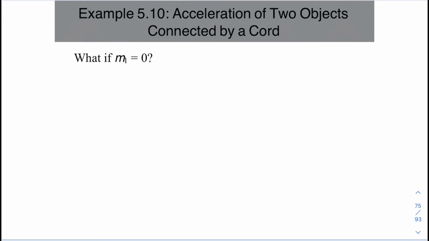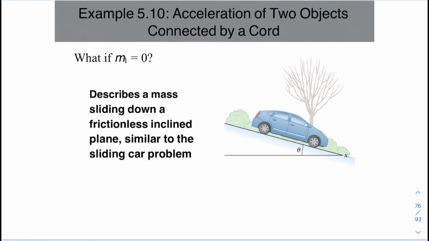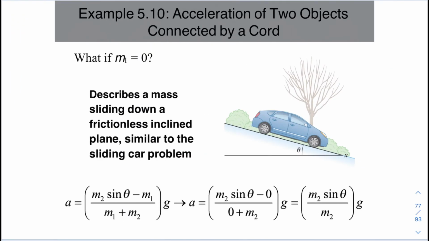What if M1 is 0? If M1 is 0, it describes a mass sliding down a frictionless inclined plane, similar to the sliding car problem. So what does that mean? It means that for A, you substitute M1 is 0, and you will get exactly the same equation as the problem of the sliding car.